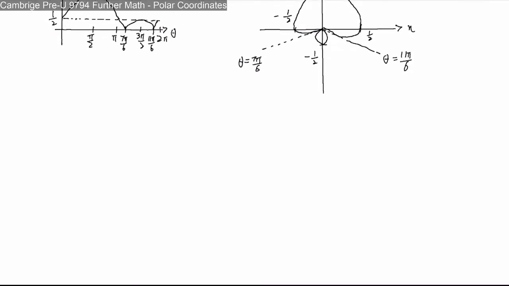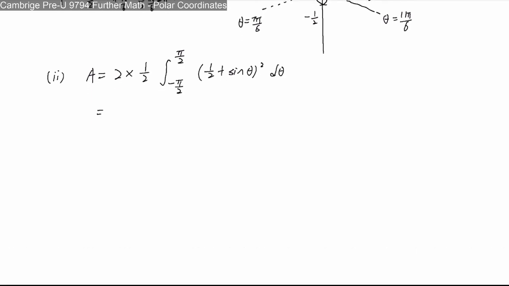So the area that we are looking at for this one is 2 times, remember, half of the integral of r squared d theta. The limits that we put here are negative pi over 2 to pi over 2, because we are using the part of the curve which is to the right of the y-axis. So the r squared here is (half plus sine theta) squared d theta. Basically we expand the half plus sine theta first, then we will see what we can do from there.